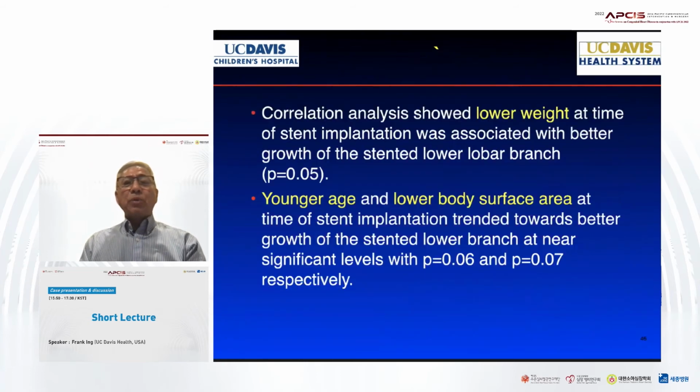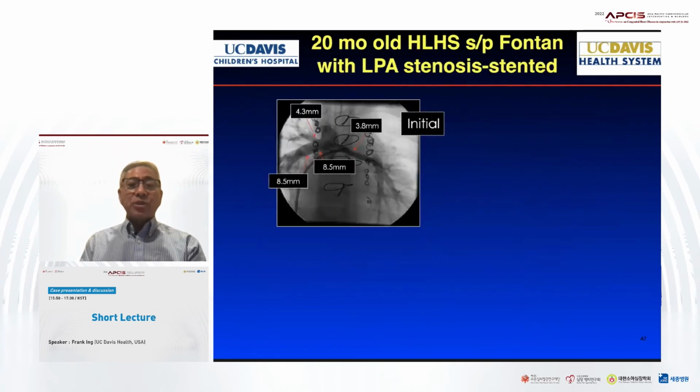So basically, we learned that the lower weight at the time of stent implantation is associated with better growth. The p-value was 0.05. The younger the age and the lower the body surface area, you tend to have improved flow towards the growth, especially to the lower branch, and it was reaching near significance. The key thing was that the areas that were stented that improved flow, there was good catch-up growth so that it matched the other side.